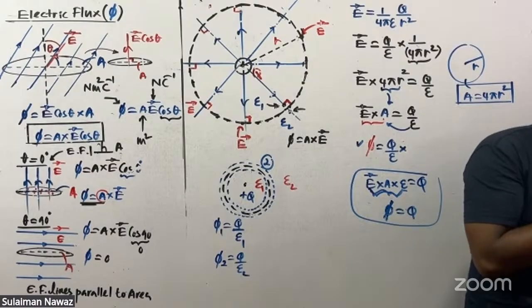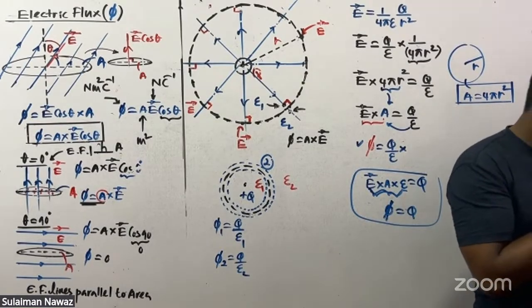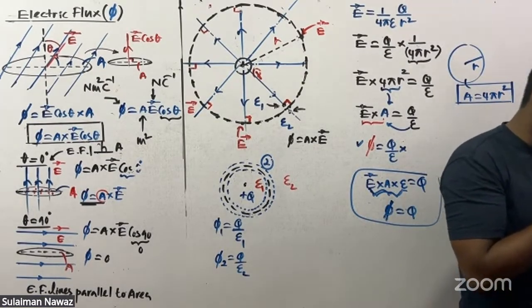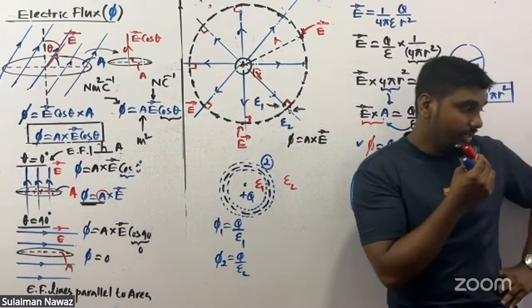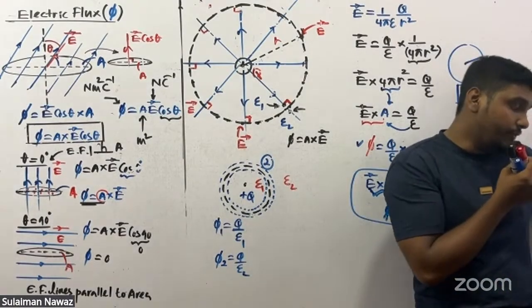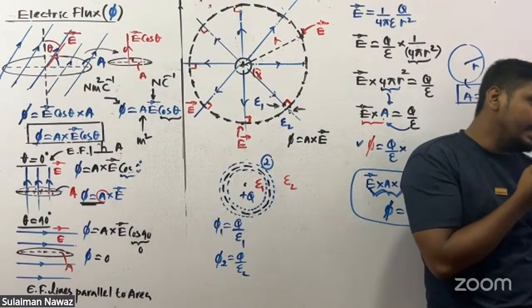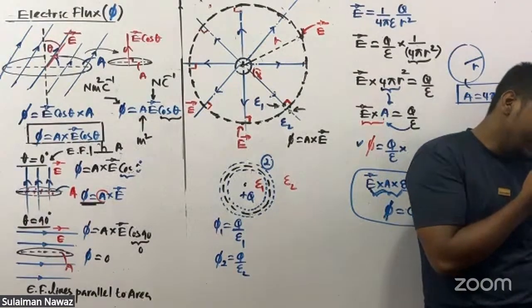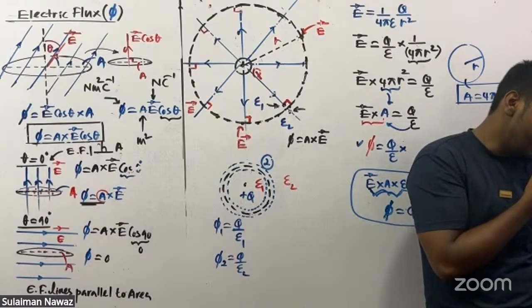This flux is called effective flux. Inside the bracket, standard electric flux. Highlight: this flux is called effective flux. Inside the bracket, standard electric flux.